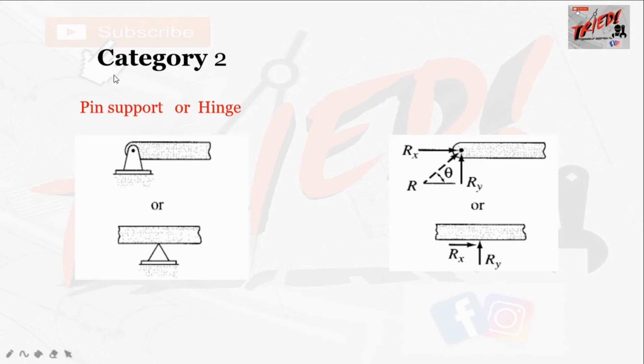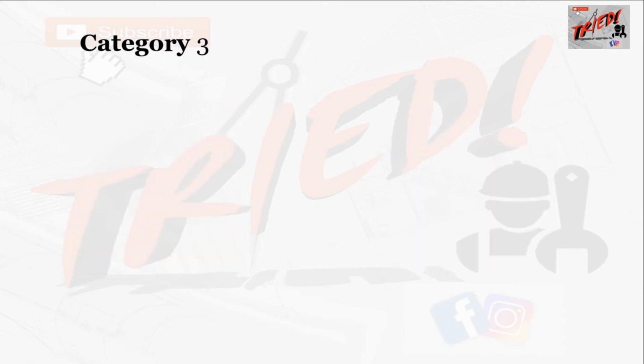We conclude that whenever we're given a pin support or a hinge support, it will have two unknowns, which are the forces in the y and the forces in the x. Let's move on to the third category.